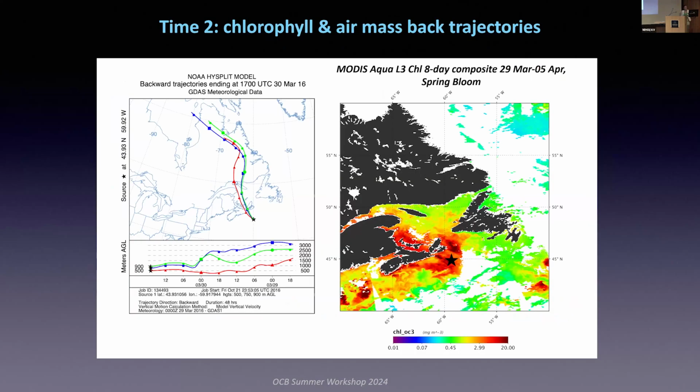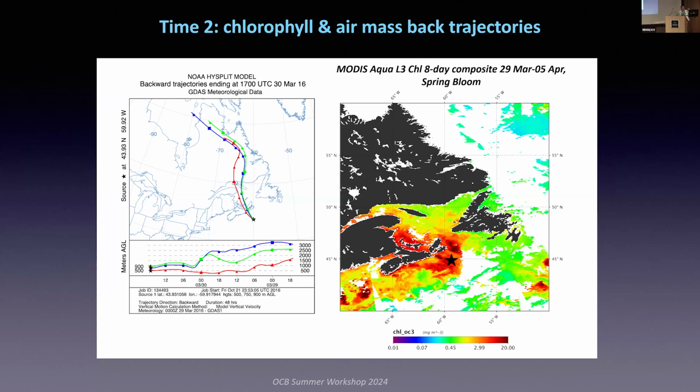There are elevated regions in those concentrations, and I want to focus in on the spring bloom, which is that box 2. What I'm showing here on the left is an air mass back trajectory, which essentially tells us where the air originated from, where each of the little symbols on the lines indicate a 6-hour time step. To the right-hand panel, this is a satellite chlorophyll image with Sable Island sampling site in the black star.